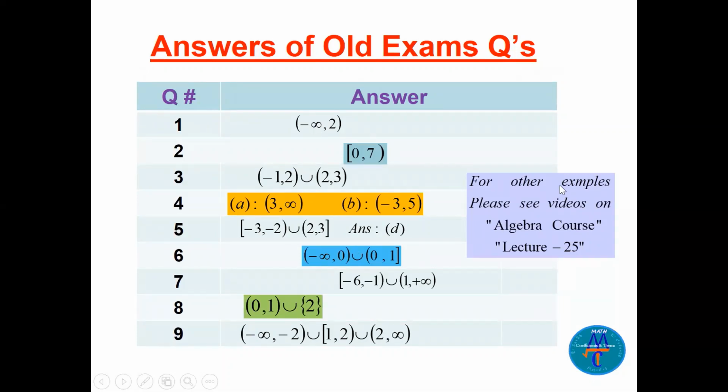If you want to see more examples and the explanation, please go to lecture 25, as I mentioned before, in the algebra course.